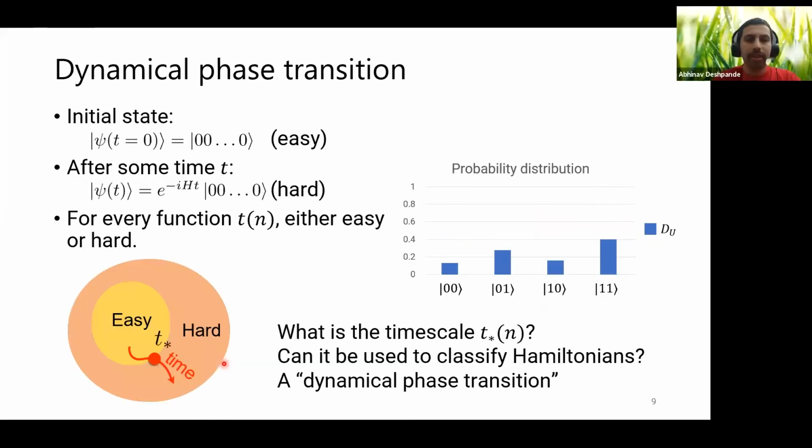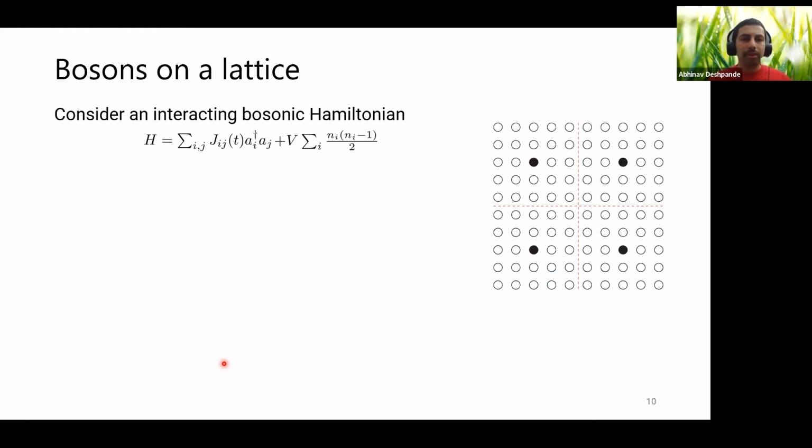Okay. So now that that's clear, hopefully, let me get to the example. We consider a system of bosons hopping on a lattice. There's a hopping term from, say, site j to site i with this hopping strength J_ij, and this can be time dependent in general. And there's also a Hubbard repulsion term whenever two or more bosons are on the same site.